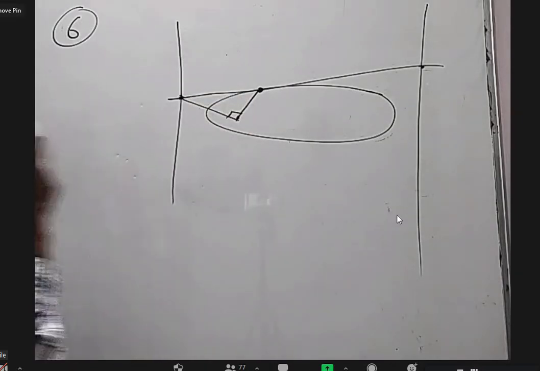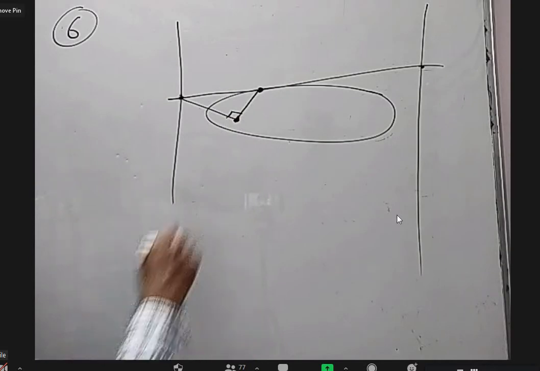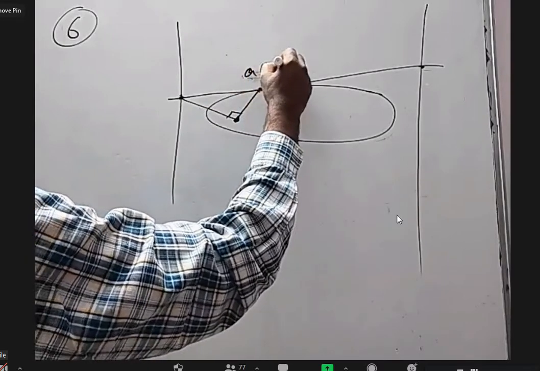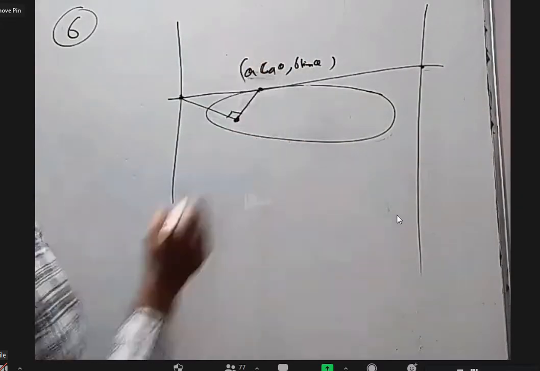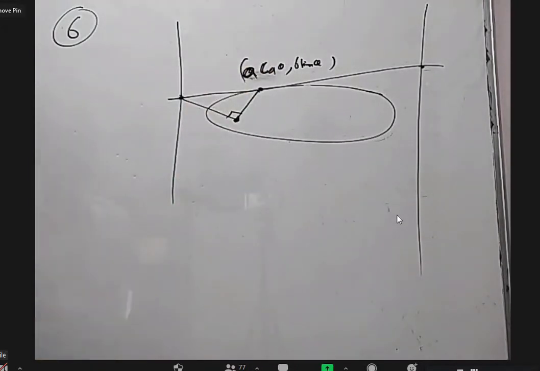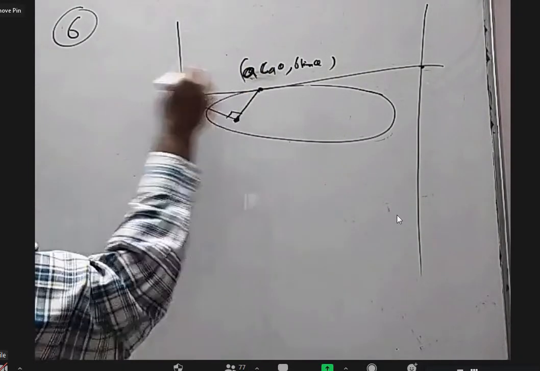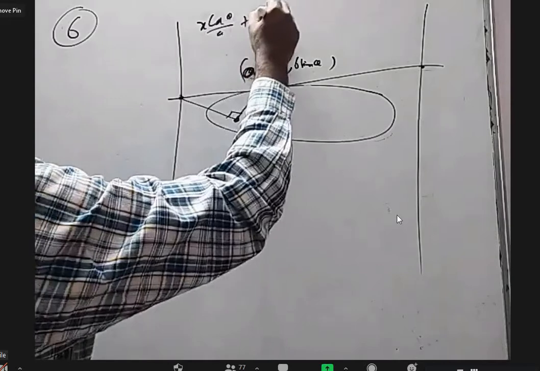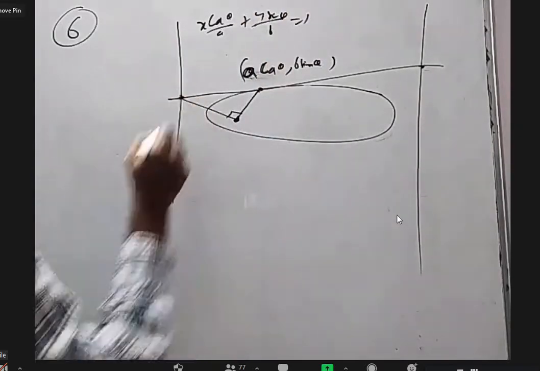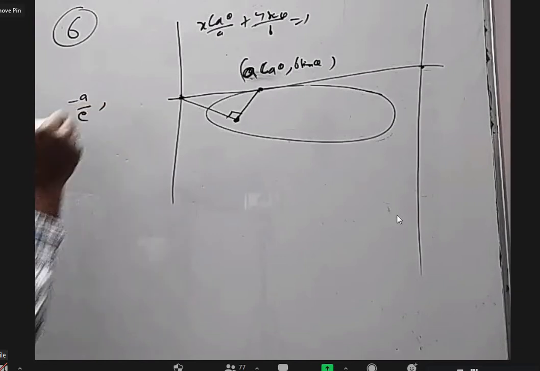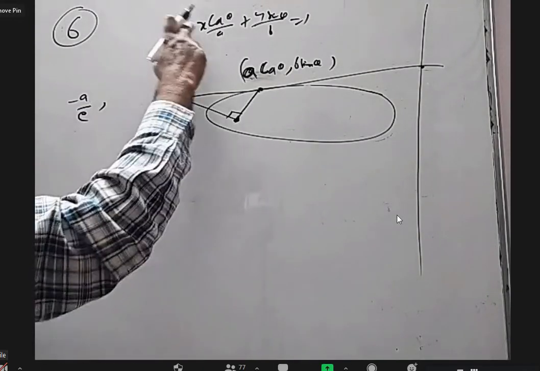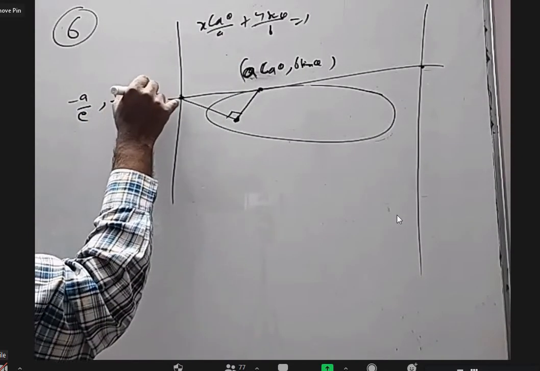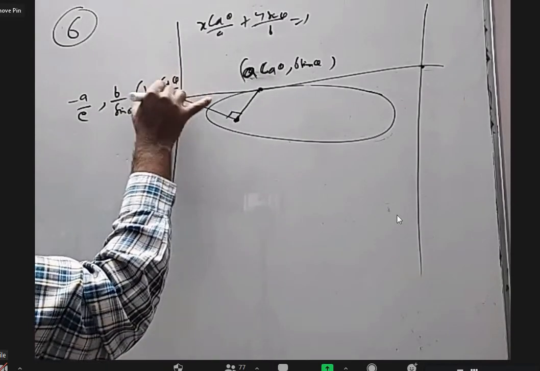Okay. How can we verify this? Take this as x1 comma y1 or a cos theta comma b sin theta. What is this point? Equation of tangent is x cos theta by a plus y sin theta by b equal to 1. What is this point? X-intercept is minus a by e. Okay, if I put minus a by e, I will get b by sin theta into (1 plus cos theta by e).